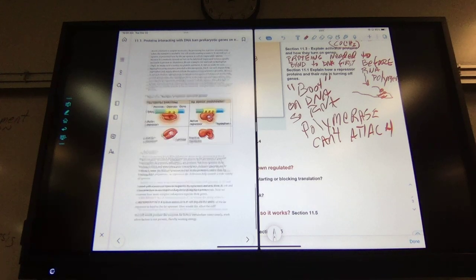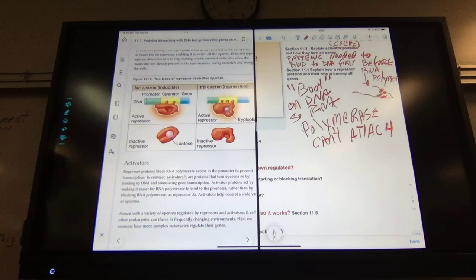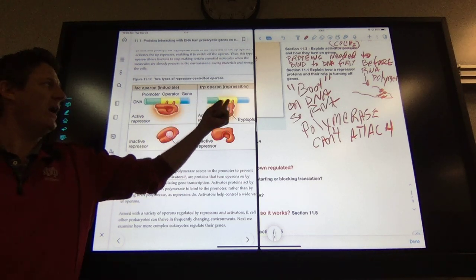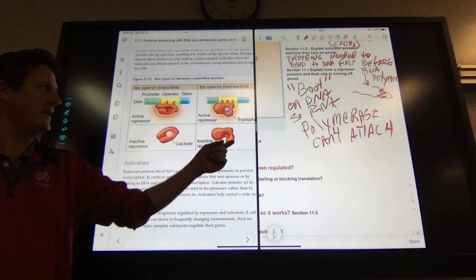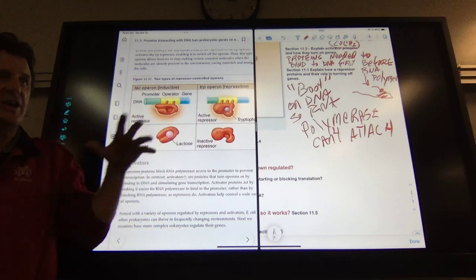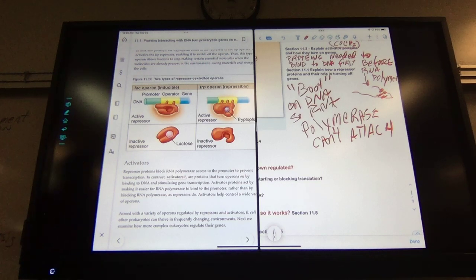This is a picture in section number 1. So it's like that. Here is the boot on the DNA, and another molecule is going to have to come in here like a key, and then it makes it change its shape, and the repressor falls off of the gene and now can be transcribed.